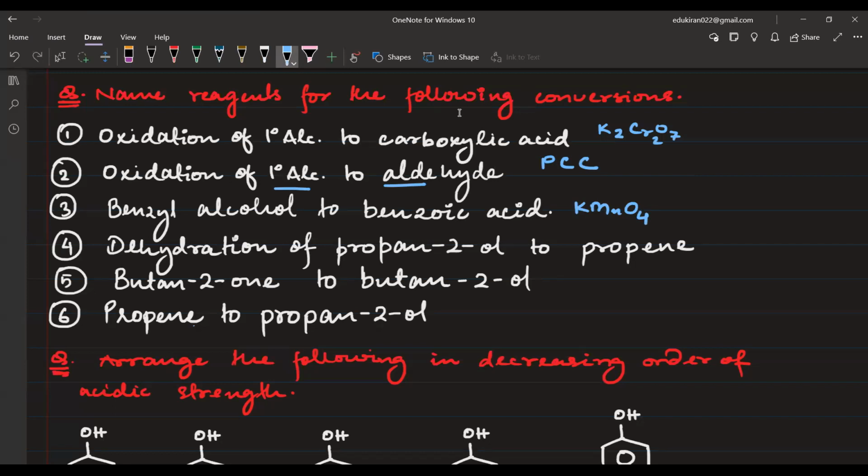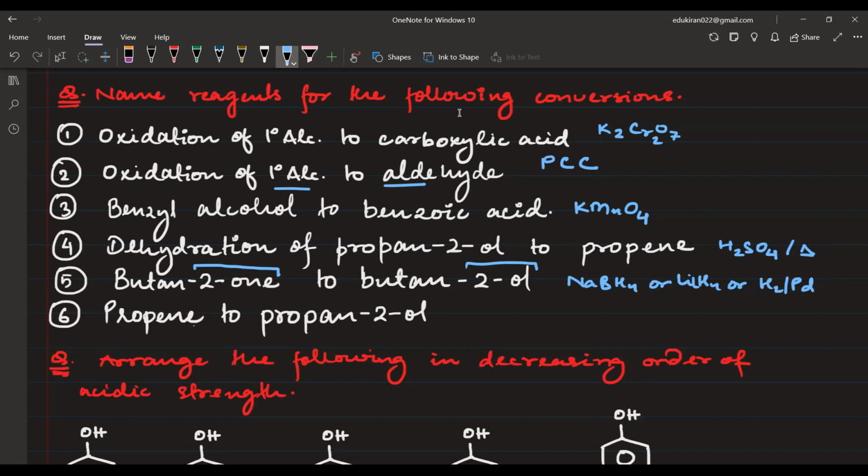Now, the rest of these reactions are older reactions. Okay, this is not from the last class, but we have done this in alcohol chapter only. Dehydration of alcohol. So it is done in the presence of H2SO4, right, with some heat. Then butan-2-ol to butan-2-one. So we are going from ketone to alcohol. That means we are doing reduction. So you have three choices here, NaBH4, or you can use LiAlH4, or you can use H2 in the presence of Pd, Pt, or any other metal.